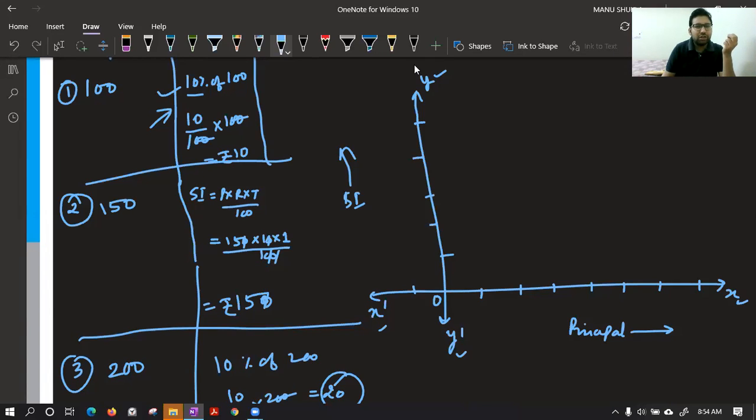So the first value that we have taken is 100. So better we take the values as 50. First as 50, second as 100, 150, 200, 250, 300, because my scale is fine with 50. So I can say my scale is on the x-axis. I am taking 1 unit equal to how much, class? Please tell how many units I have taken.